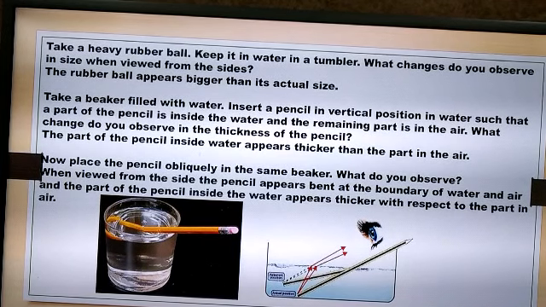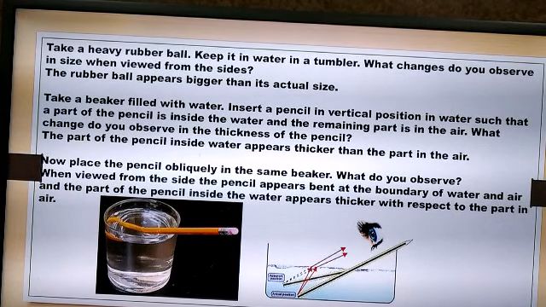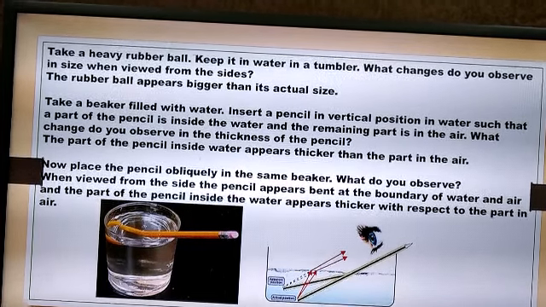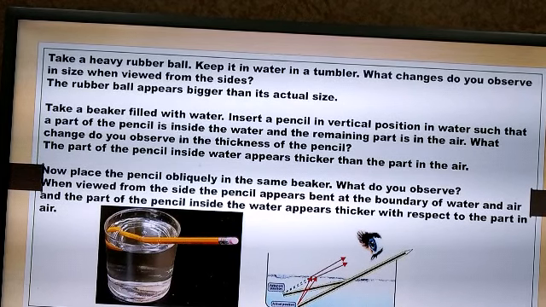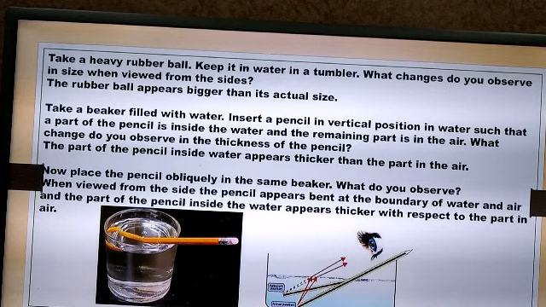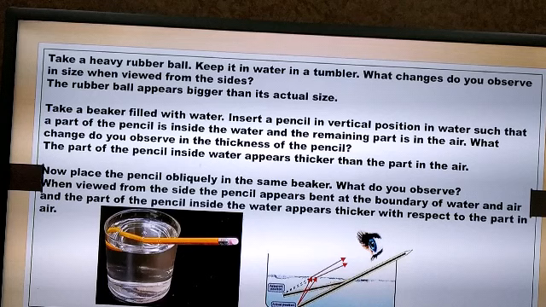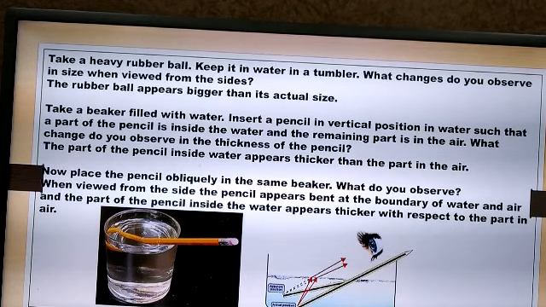thickness. Now, instead of placing the pencil vertically, place the pencil obliquely in the same beaker as you see in the figure. Now, when the pencil is placed obliquely, we find that the pencil appears to be bent at the boundary. As you can see in the diagram, the pencil appears to be bent at the boundary separating water and air, and the part of the pencil which is inside the beaker appears to be thicker with respect to the part of the pencil which is present in the air.